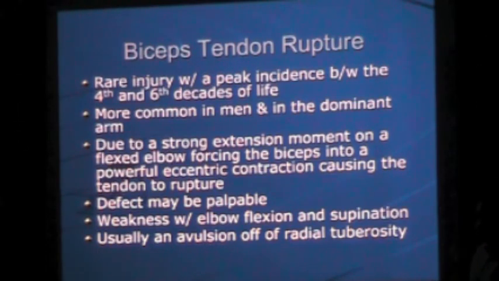Defect may be palpable, sometimes it may not, depending on whether that lacertus fibrosus is intact on the medial side. Sometimes you may not see a palpable defect. This is key here: weakness with elbow flexion and supination. So if you have them resist you, put your hand on the wrist and have them resist with supination. If it hurts, and then it hurts when they flex, then that's indicative of an injury. Usually it's a pull off the tuberosity.